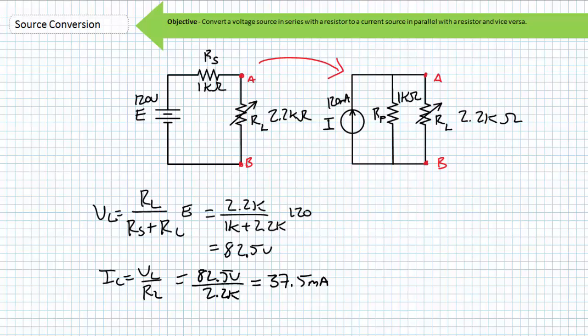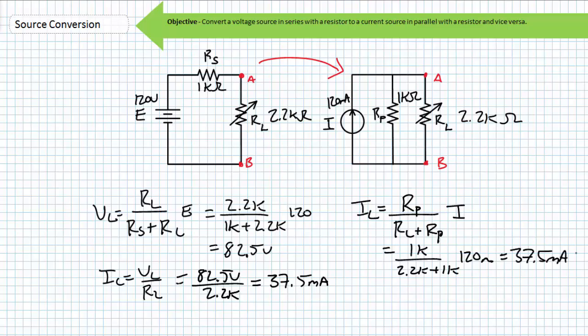From the perspective of the converted 120 milliampere current source in parallel with a 1 kilo ohm resistor, this is clearly a scenario befitting application of the CDR. The CDR set up to solve for the current through the 2.2 kilo ohm load resistor is as follows. Substituting in the necessary values, we find that 37.5 milliamperes of current travels through the 2.2 kilo ohm load resistor. We can use Ohm's law to solve for the voltage drop across it. Substituting in the necessary values, we again find a voltage drop across our load of 82.5 volts.